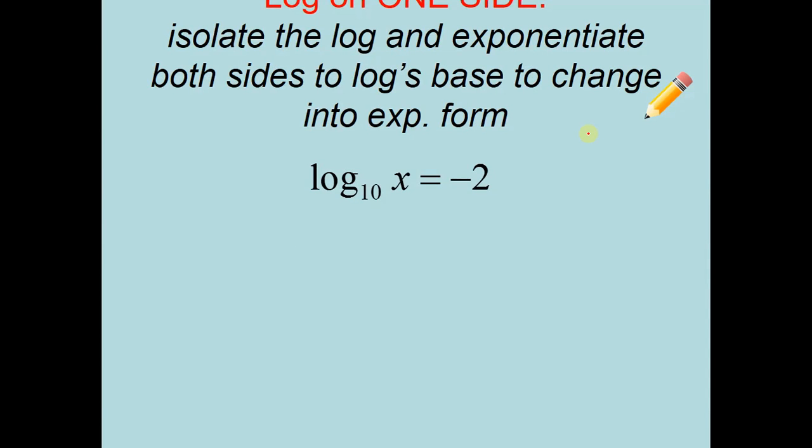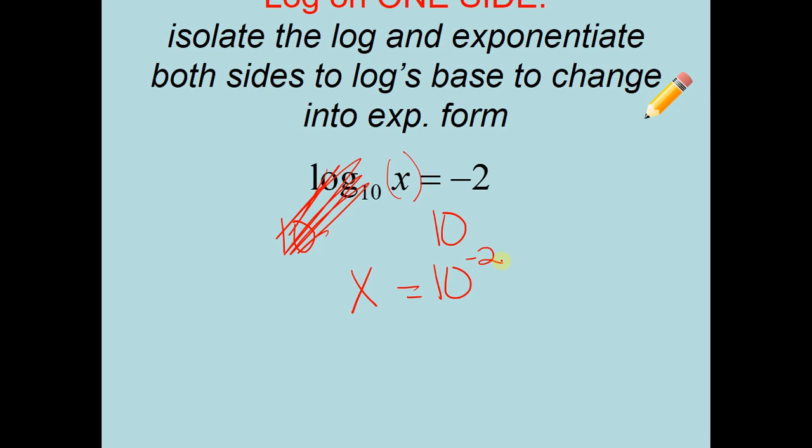Now, log on one side. That's kind of cut off, but nevertheless, log on one side. You're going to isolate the log and exponentiate both sides to the log's base to change into exponential form. So notice, guys, the log is on its own here. So we're going to exponentiate, aka take both sides to the same power. So I'm going to go 10 to the power of log base 10 of x and 10 to the power of negative 2. Log base 10 of 10, those cancel off. I'm going to be left with just x equals 10 to the negative 2.